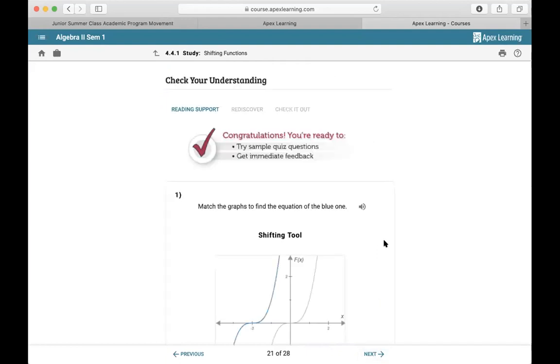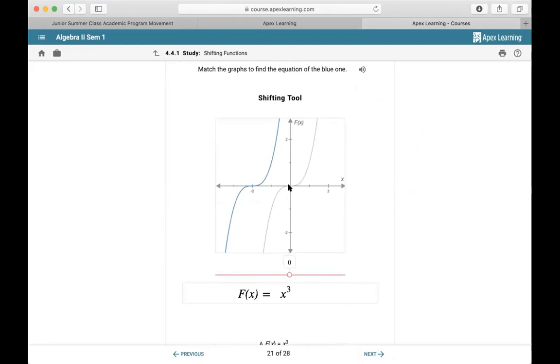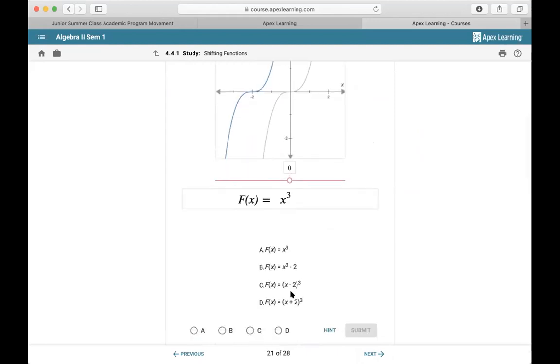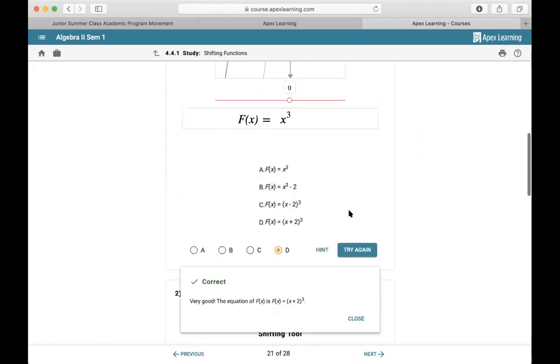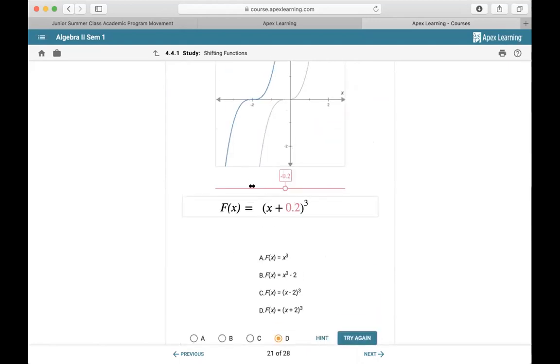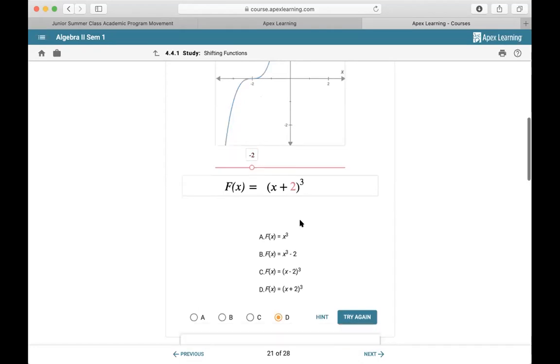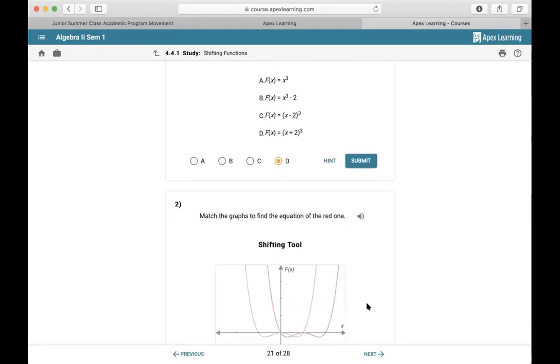Looking at this here, we can notice that this blue line goes through -2, 0, and the original here is at 0, 0. So what I'm going to do is replace x with x plus 2. So this becomes x plus 2 quantity cubed. So your value there is d. You could also use the sliding tool to help you visualize what that'll look like.